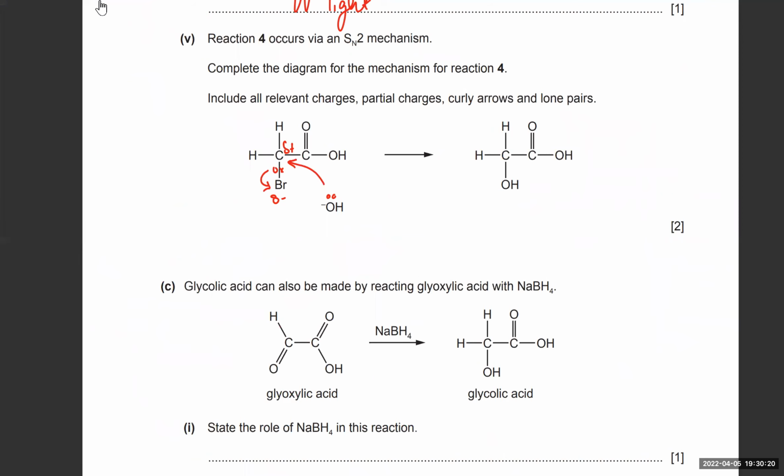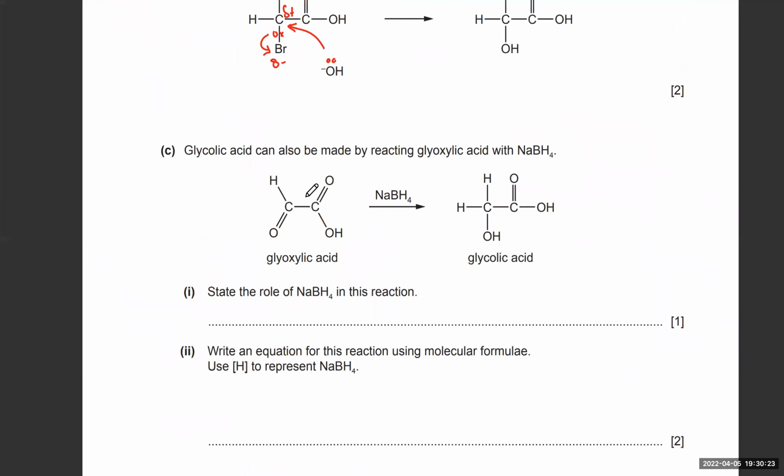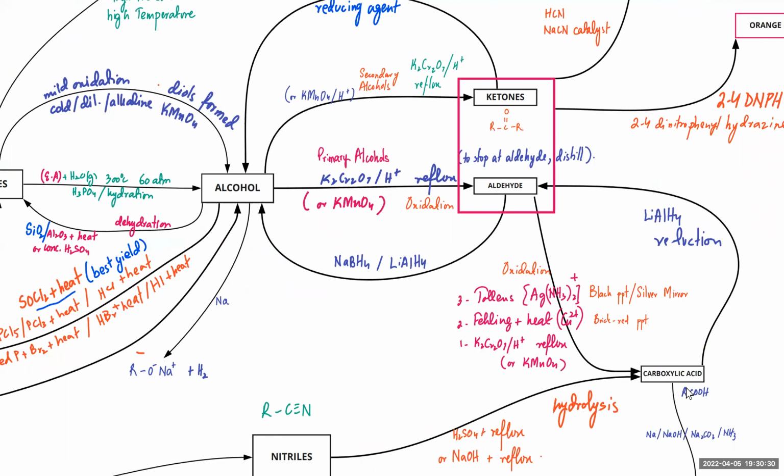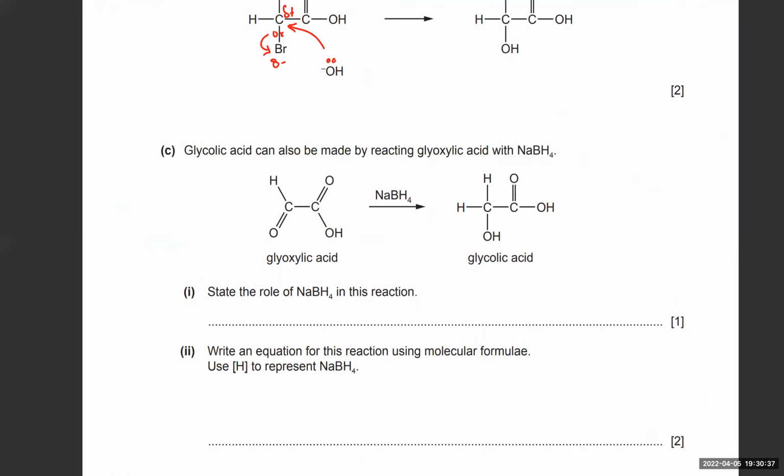So he's talking about the reverse. You've got a carboxylic acid, and he's saying that carboxylic acids are reduced by LiAlH4, not by NaBH4. They need a stronger reducing agent. So only ketones and aldehydes are going to get reduced. The first thing is it's a reducing agent. They already gave you the reaction. And the other part is to write down the reaction and use H to represent NaBH4.